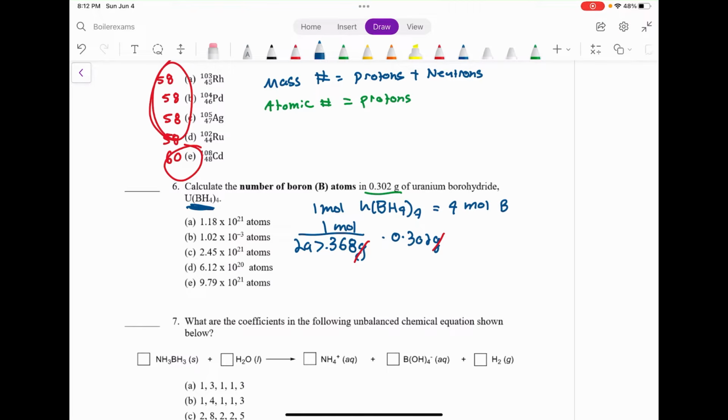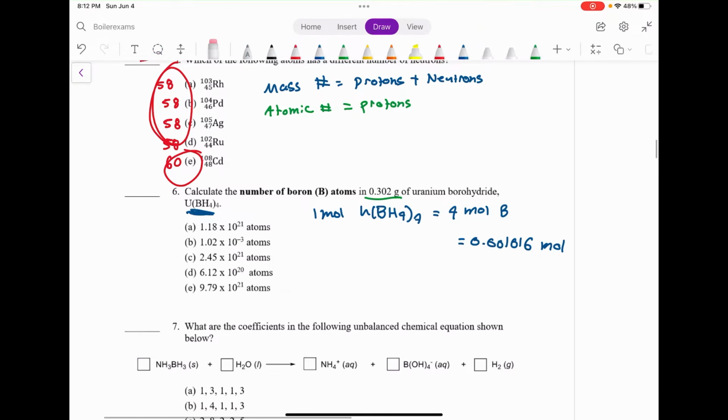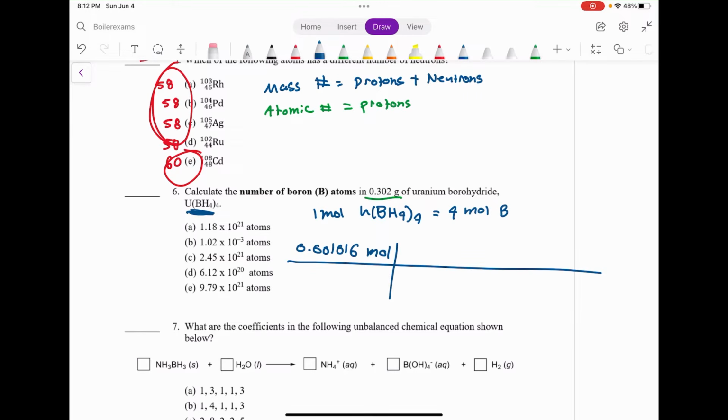Oh, wait, oops, I did that wrong. Okay, 0.302 divided by 297. We have 0.001016-ish moles of uranium borohydride. Okay. Now, okay, this is how many moles of the whole species we have. Let's set up a line like this, make it a little cleaner. And this is the uranium borohydride.